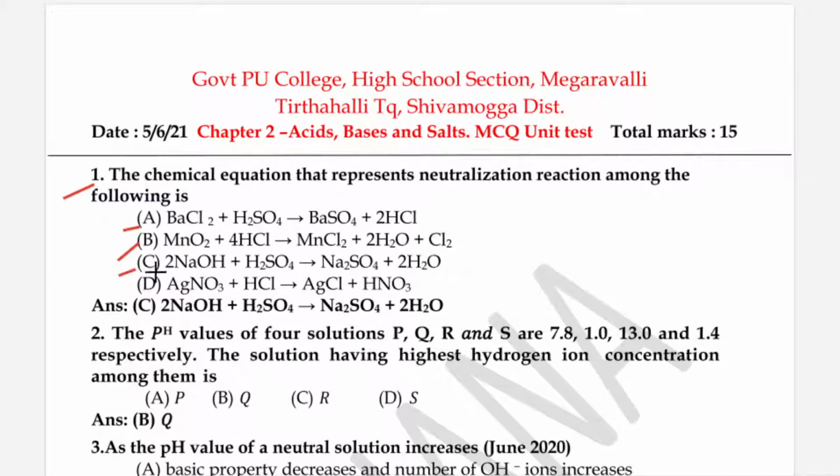Option C, 2NaOH plus H2SO4 gives Na2SO4 plus 2H2O. Option D, AgNO3 plus HCl gives AgCl plus HNO3. And the correct answer is, we can see here, option C, 2NaOH plus H2SO4 gives Na2SO4 plus 2H2O.